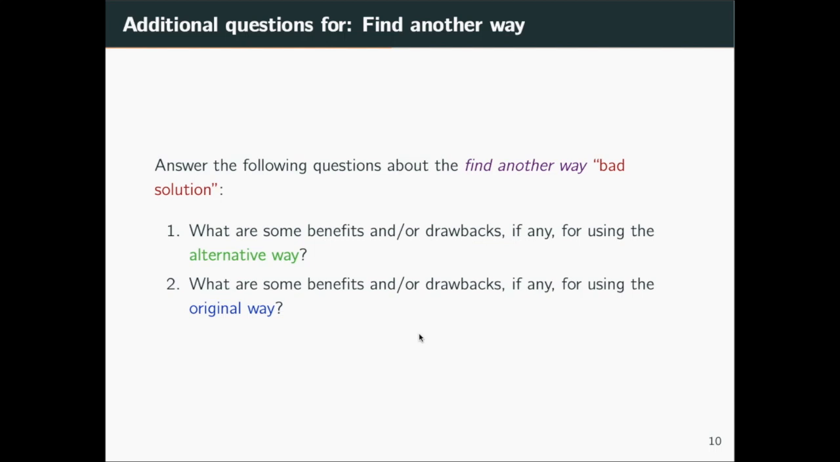Lastly, in addition to critiquing mistakes and clarity, for the find another way question, you also have to answer the questions, what are some benefits and/or drawbacks, if any, for using the alternative way? And what are some benefits and/or drawbacks, if any, for using the original way?